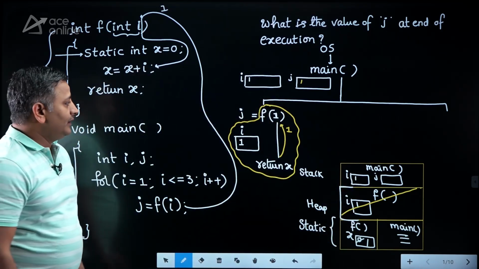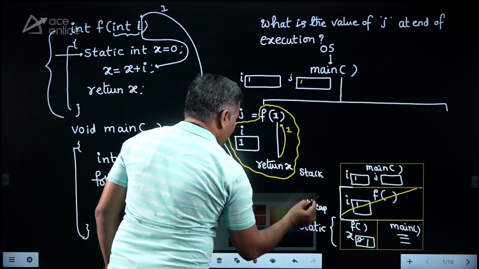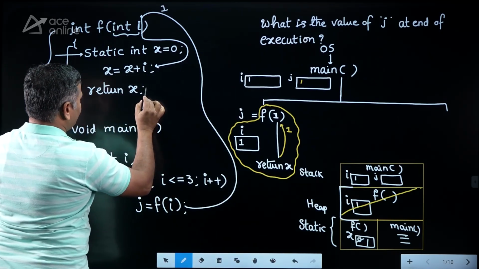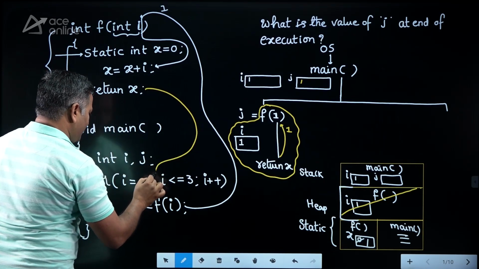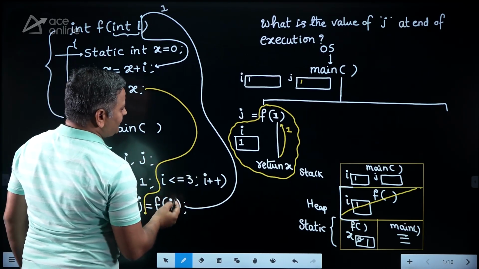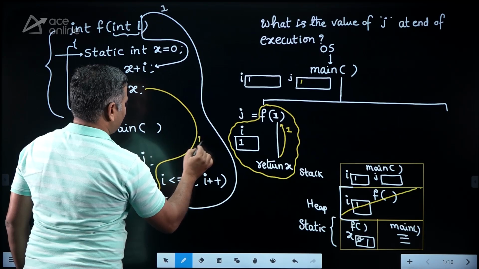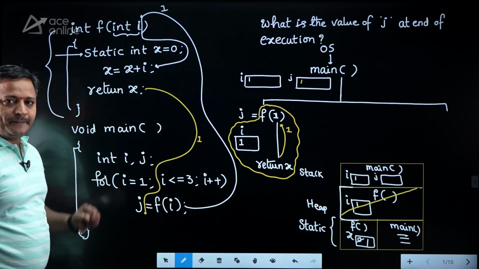Clear, friends? Okay. Afterwards, control comes back to this place. Now, where will control come back? If you return the value of x, it will go back to the main function. The value of x which we return, that equals 1, is copied into j.